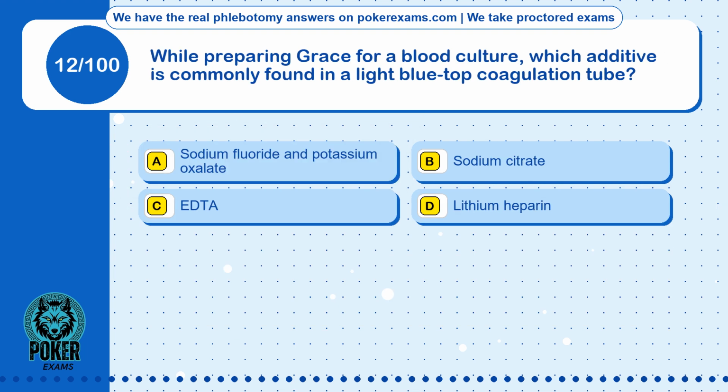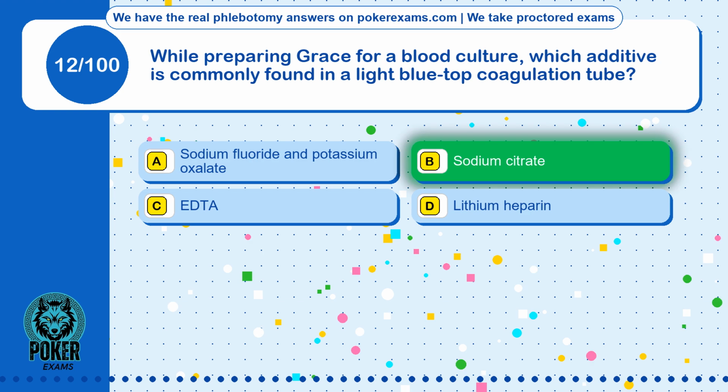Question 12. While preparing grace for a blood culture, which additive is commonly found in a light blue top coagulation tube? Option A, sodium fluoride and potassium oxalate. Option B, sodium citrate. Option C, EDTA. Option D, lithium heparin. The correct answer is option B.